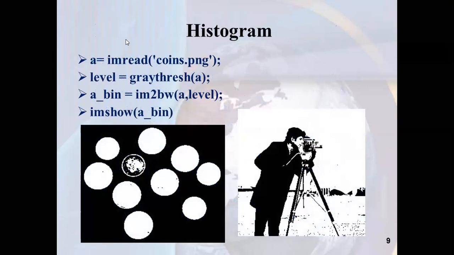So this is the image histogram, level equals graythresh of the image. Then we apply im2bw with the level. This is applied to the coins and applied to the cameraman. We can apply this also to the camera.